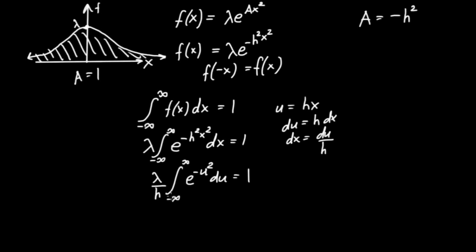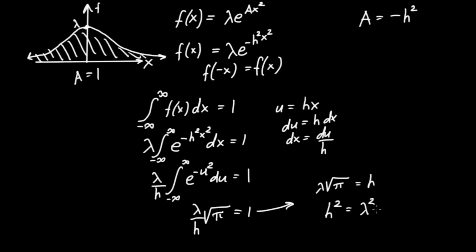Now, this integral here, the integral from minus infinity to infinity of e to the minus u squared du, this is a very famous integral. It's one you actually need multivariable calculus to do, so I won't bother doing it here. I'll just link you to a proof in a Wikipedia article. This integral is very famous. The integral is actually the square root of pi. So I have lambda over h times the square root of pi is equal to 1. And what I'll do here is rearrange this to say that lambda times the square root of pi is equal to h. Let me square both sides to get h squared is equal to lambda squared times pi. So h squared is equal to pi lambda squared.